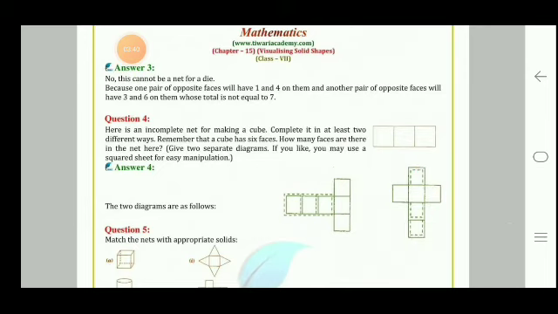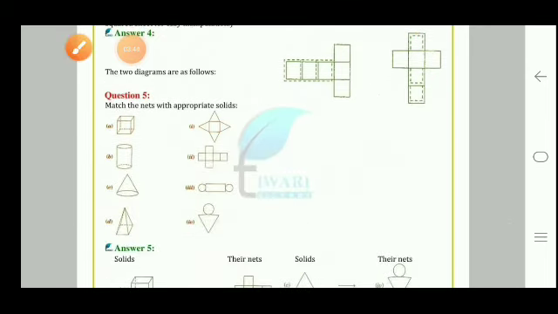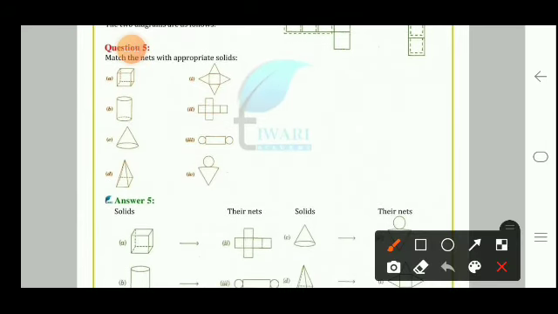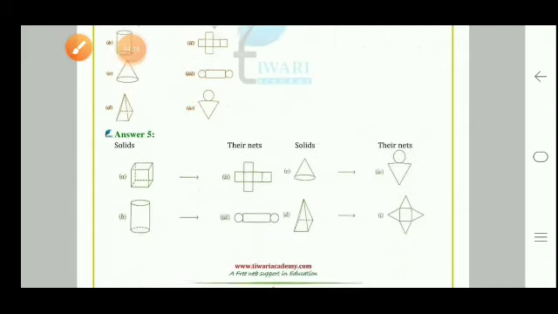Then question number 5: match the nets with the appropriate solids. As we know, it's very easy. If this is there, then this can be converted into a cube, this is for the cone, this is for the cylinder, and this is for the pyramid. We have done this earlier also. In this way we can easily solve it if we try to form an image of it in our mind. So with this we come to the end of this exercise. Thank you very much.